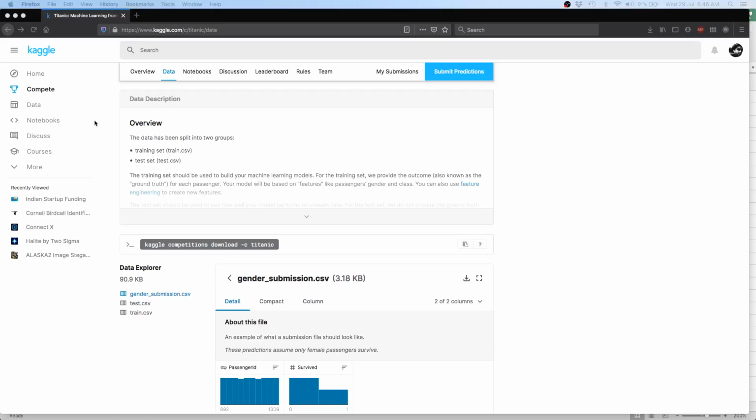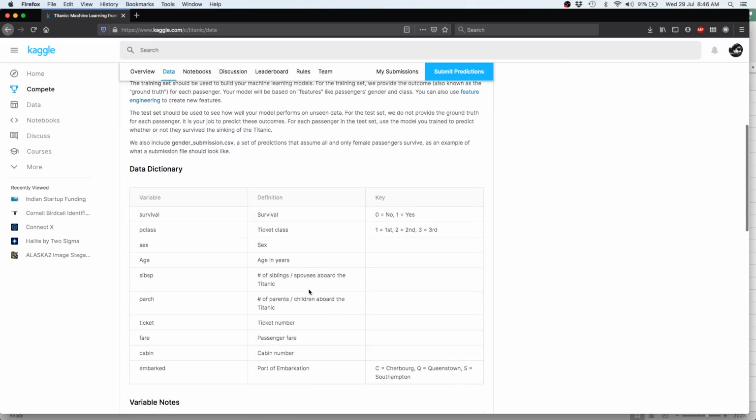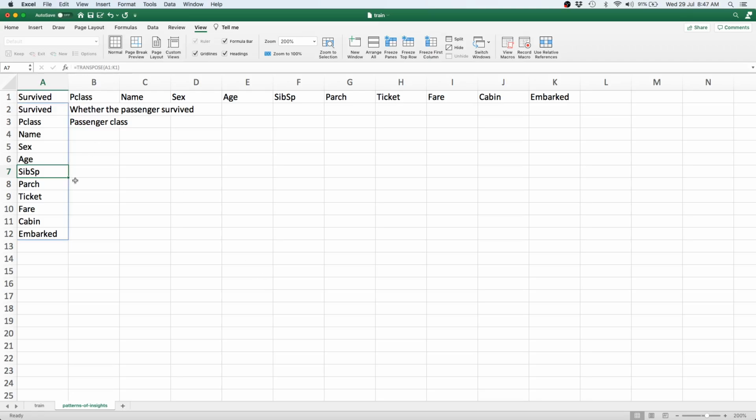So let's go back to the page where we got the data from and look at the data dictionary. And here what they have said is that SibSp is the number of siblings or spouses aboard the Titanic. So essentially for each passenger, how many siblings or spouses overall were aboard the Titanic. So let's just simplify it, say number of siblings and spouses.